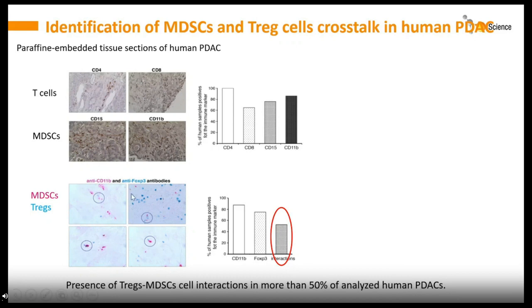And with a polyline kit, we also wanted to determine if we can see Treg and MDSC cell interaction. And we observe this interaction here in more than 50% of analyzed human PDAC. So here the MDSC are in pink and Tregs are in blue.